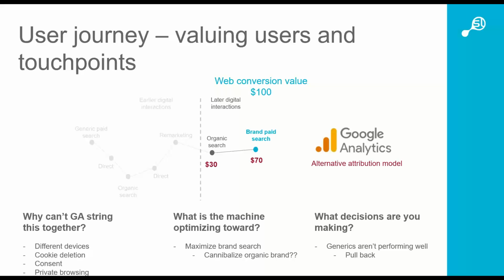And as a human looking at this scenario, the decisions you're making are that, well, I have some generic paid search campaigns going on, but it doesn't look like they're performing as well as I want them to. They might not be providing a good enough return on investment for me to invest more. So I might actually want to pull back on those generic search campaigns.